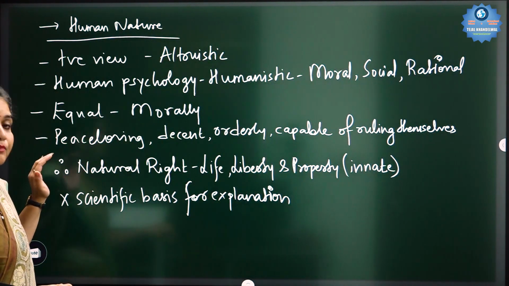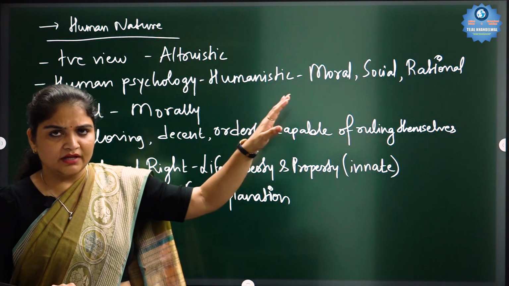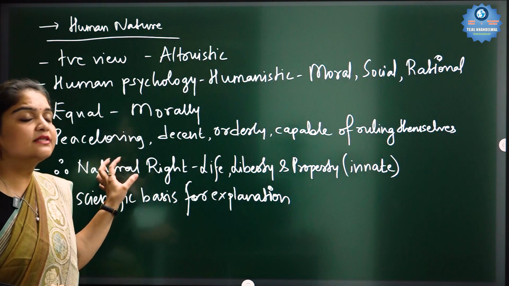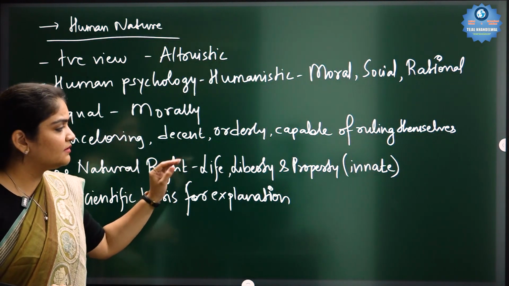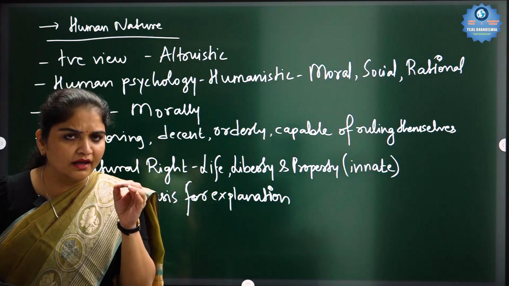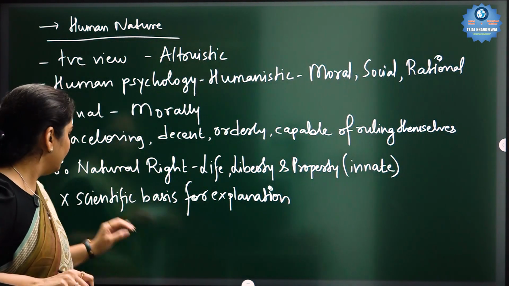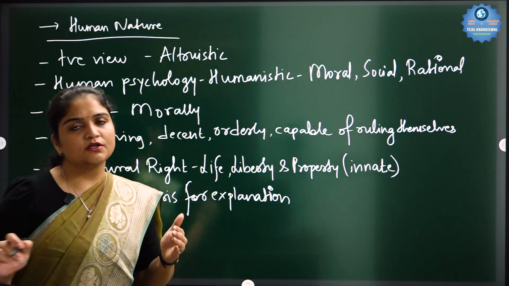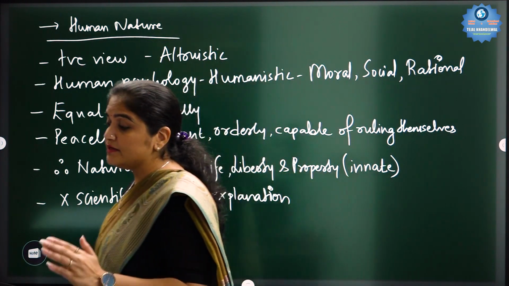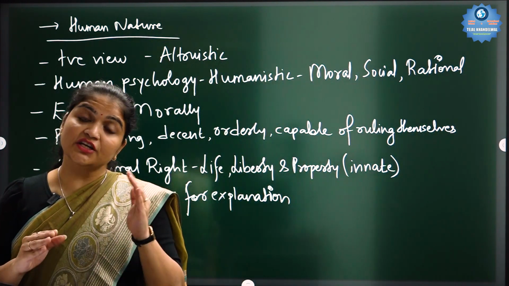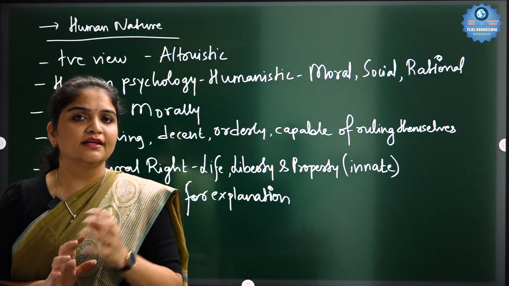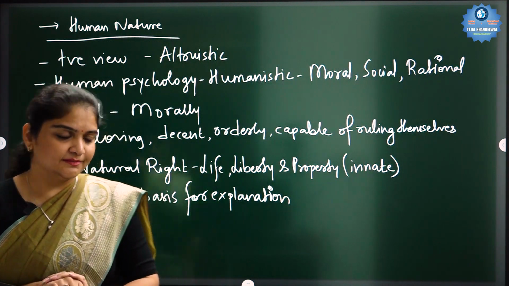He says, because men are moral and rational and social and capable of ruling themselves, they possess natural rights, and that is life, liberty and property. And these are innate in every individual. Thus, even though he gives a positive account of human nature, he is not able to give a scientific basis of the pleasure and pain theory or desire and aversion explanation as given by Hobbes.